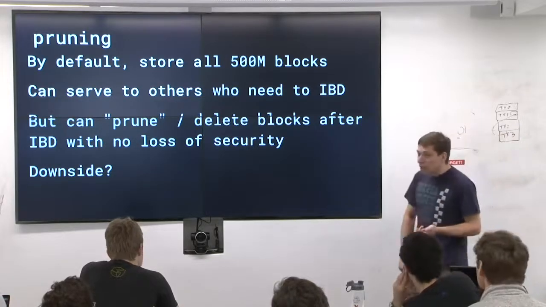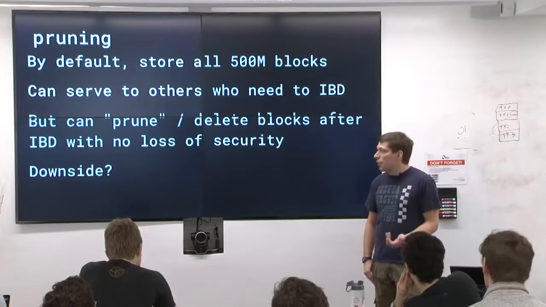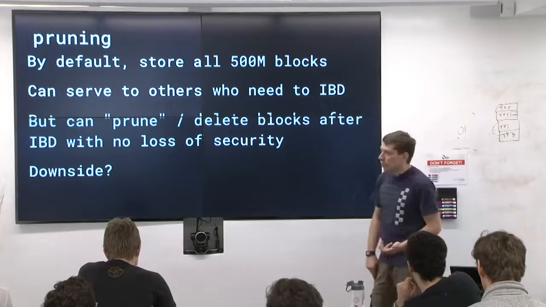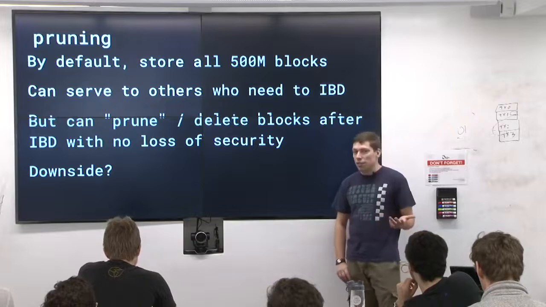However, if you want, and your hard drive's smaller, you have an SSD or something, you can prune and delete the blocks after you've done IBD with no loss of security, right? Anyone think of downsides doing so?